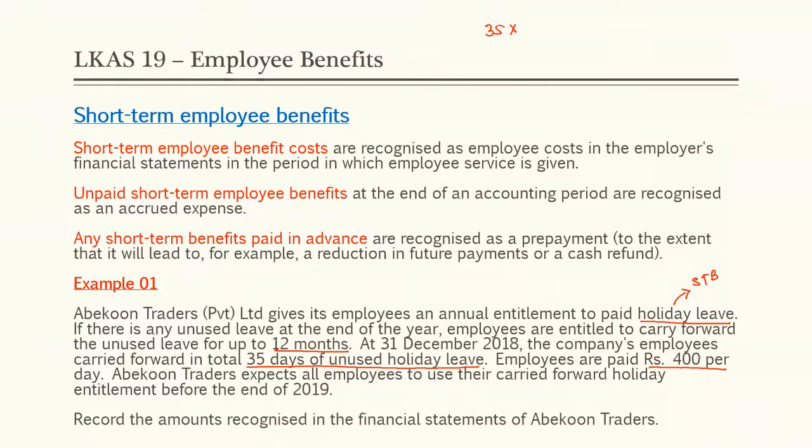Employees are paid 400 rupees per day. What is the value of one day? 400. It means in total, what is the value here? 14,000, right? 14,000. So how can we pass the journal entry, the double entry, for this one? Right?